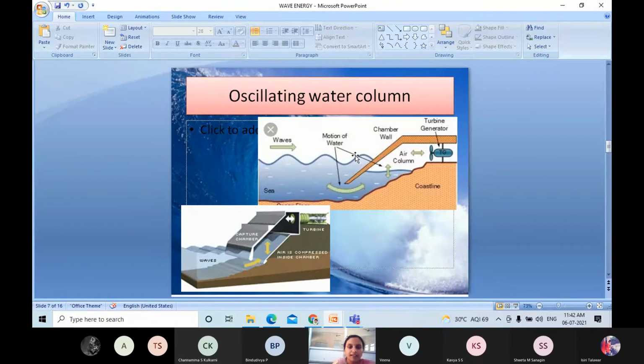Waves enter the chamber, the air capture chamber. Here air is compressed inside the chamber, and the air is forced to move up to the turbine. If you observe the figure here, waves are coming and go to this chamber. Here air is compressed and some pressure is created. Air will go to the turbine, the turbine will rotate, and generation will be produced. That is the process.